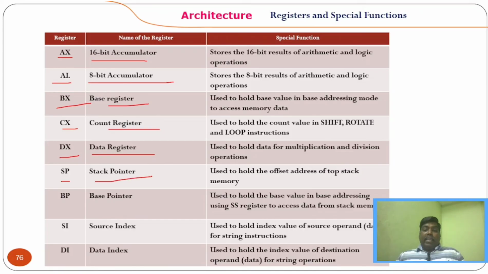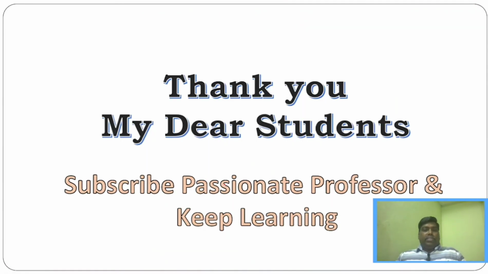SP is the stack pointer, which holds the address of the top of the stack, whereas the base pointer holds the other address of the stack. And the source index, as I said, is used in string operations to hold the source operand, and similarly the destination index holds the destination operand. Apart from that, these can be used as offset pointers for the stack segment. This is the summary of the different registers.